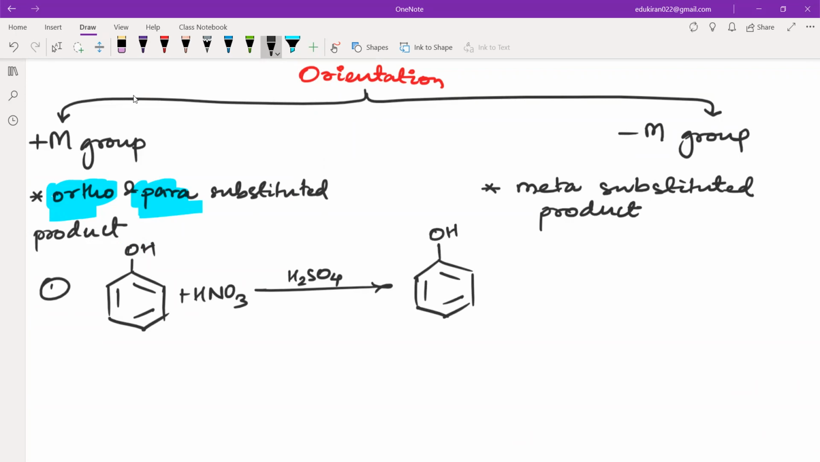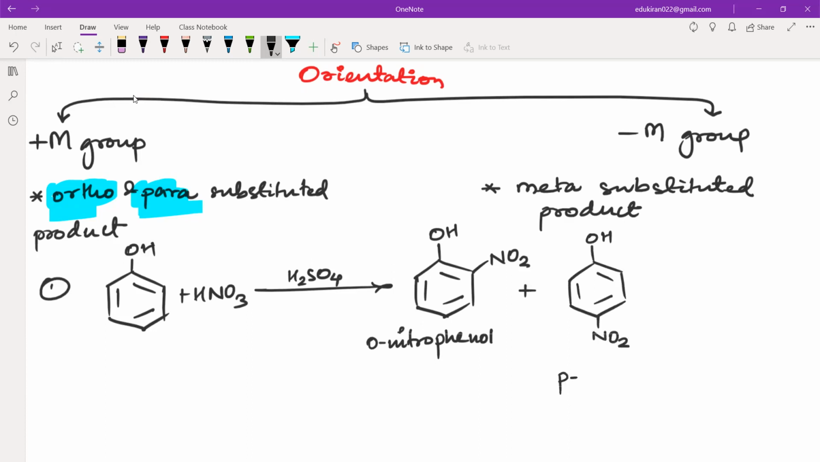So you will have OH as it is, and then you add NO2 group in the ortho position. So this will be now ortho substituted, and in ortho position we have nitro group, and this whole thing is what? Phenol. So this is O nitrophenol plus I will get a P nitrophenol, 2 products. Plus M group, we have 2 products, ortho and para. So this will be P nitrophenol. Is it clear? Yes, sir.